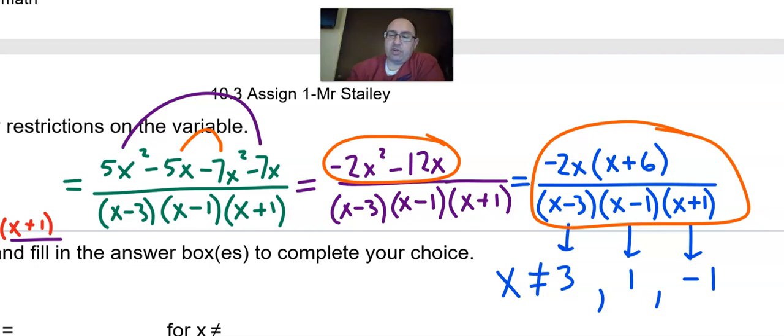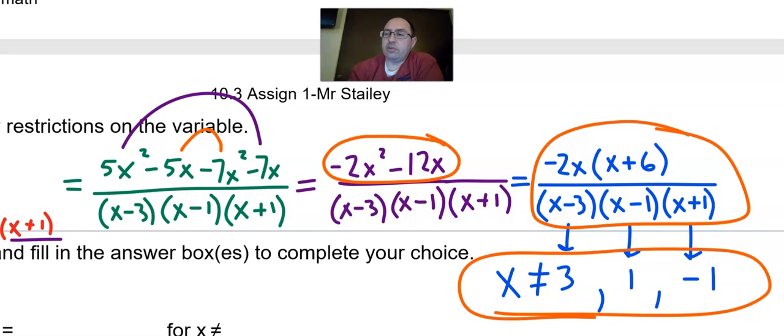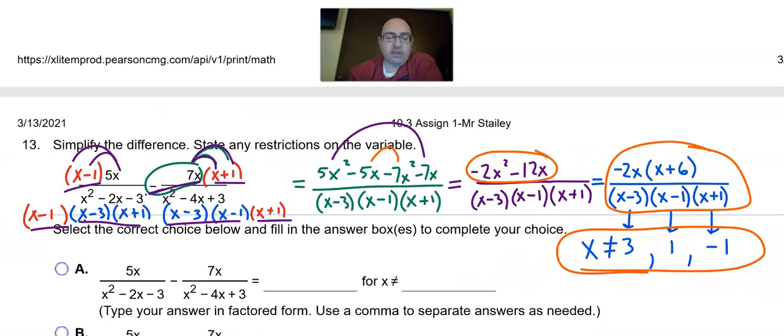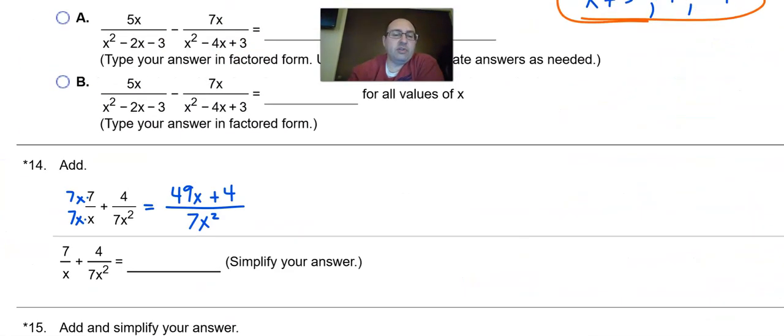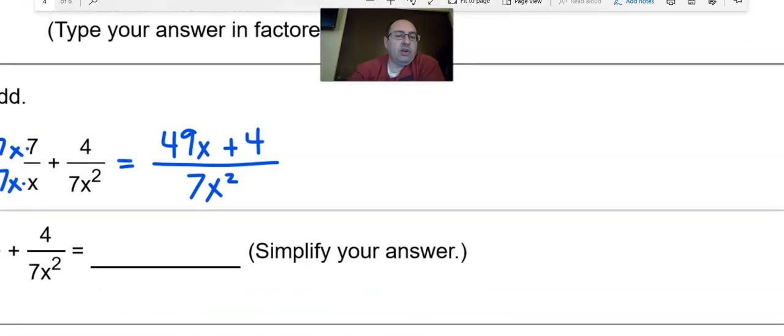The factors, my restrictions are 3, 1, and negative 1. 3, 1, and negative 1 for the restrictions here. You set those factors equal to 0 or not equal to 0 and solve them. Okie dokie.